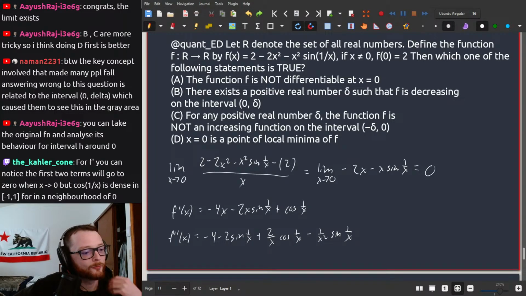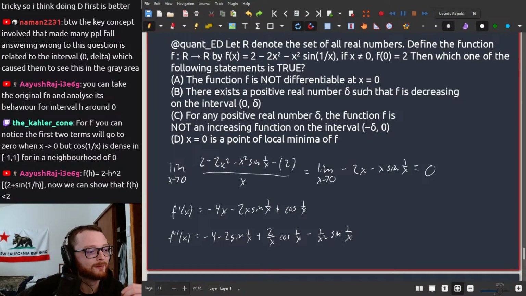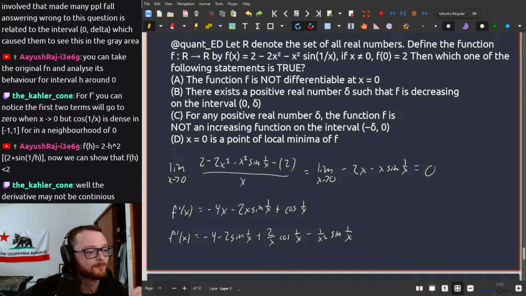For f prime, you can notice the first two terms will go to 0 when x goes to 0. We know the derivative exists at 0, though. That's what we showed with the limit. May not be continuous. I guess that's fair.